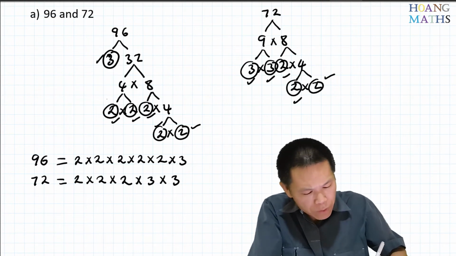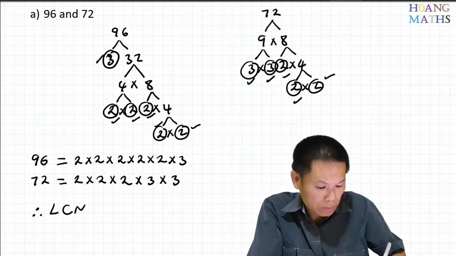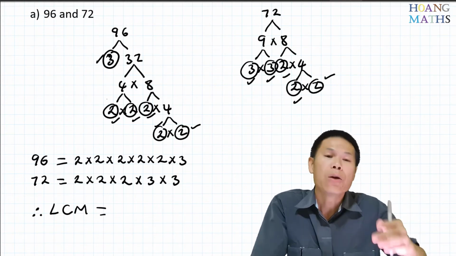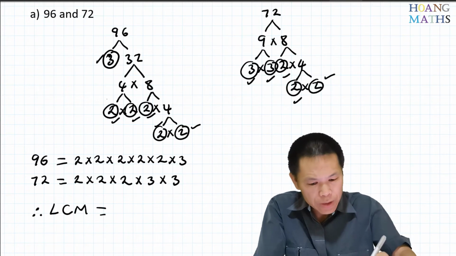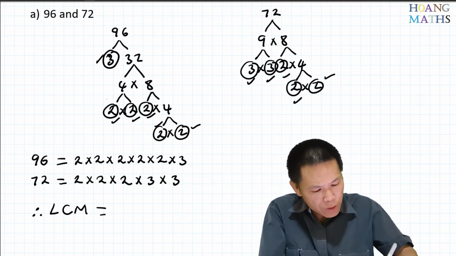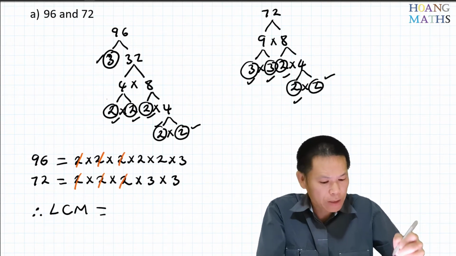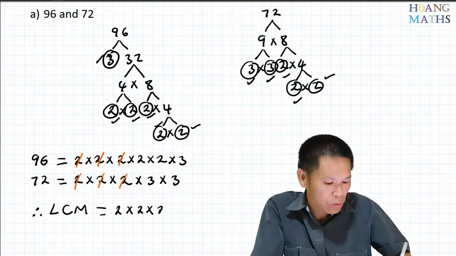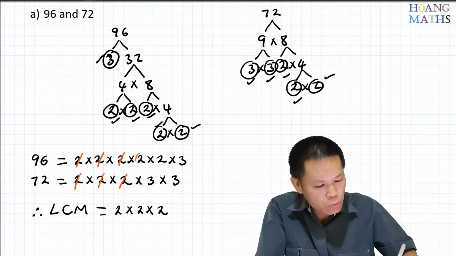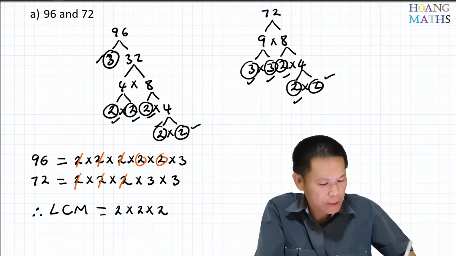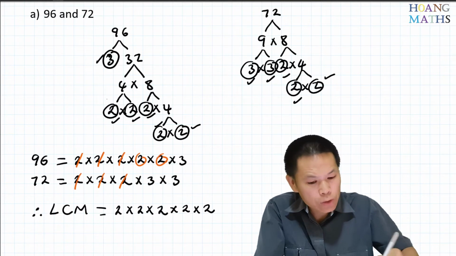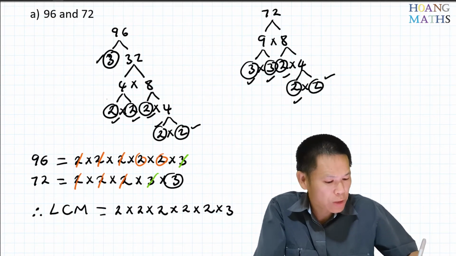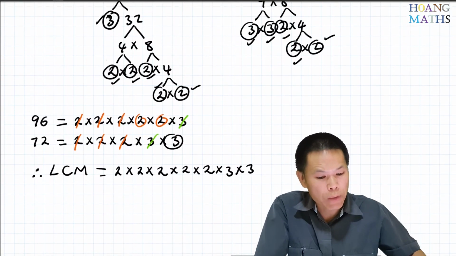Now we can write down the lowest common multiple. We just need to write down all the prime factors of 96 and all the prime factors of 72. When the prime factors are common, we just need to write them once, okay? So these are common, so we just need to write 3 of them: 2 times 2 times 2. Then these 2 we don't have in 72, so we need to write this down. And this 3 is common, so we just need to write it once, so times by 3. And this 3 we need to write down.